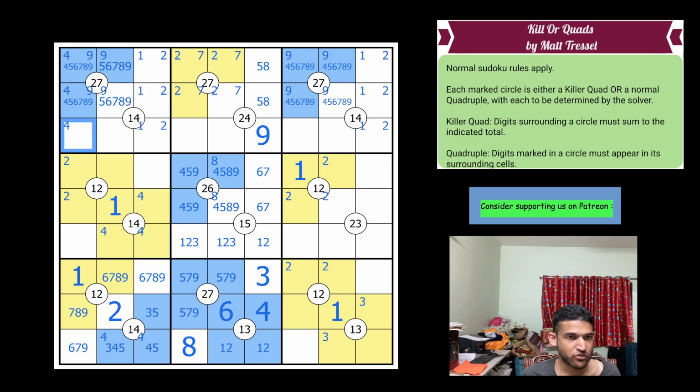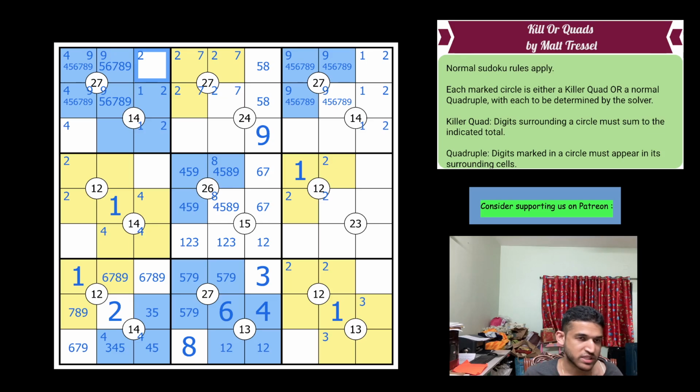So I've eliminated 4 from this area outside, which means this is a killer quad. Let's make that blue. So these 4 digits add up to a 14. Now, if I have a 1 outside and a 4 outside, the minimum sum would be 2, 3, 5, 6, which is adding up to 16. So 1 is basically inside, otherwise the 14 killer quad will be violated.